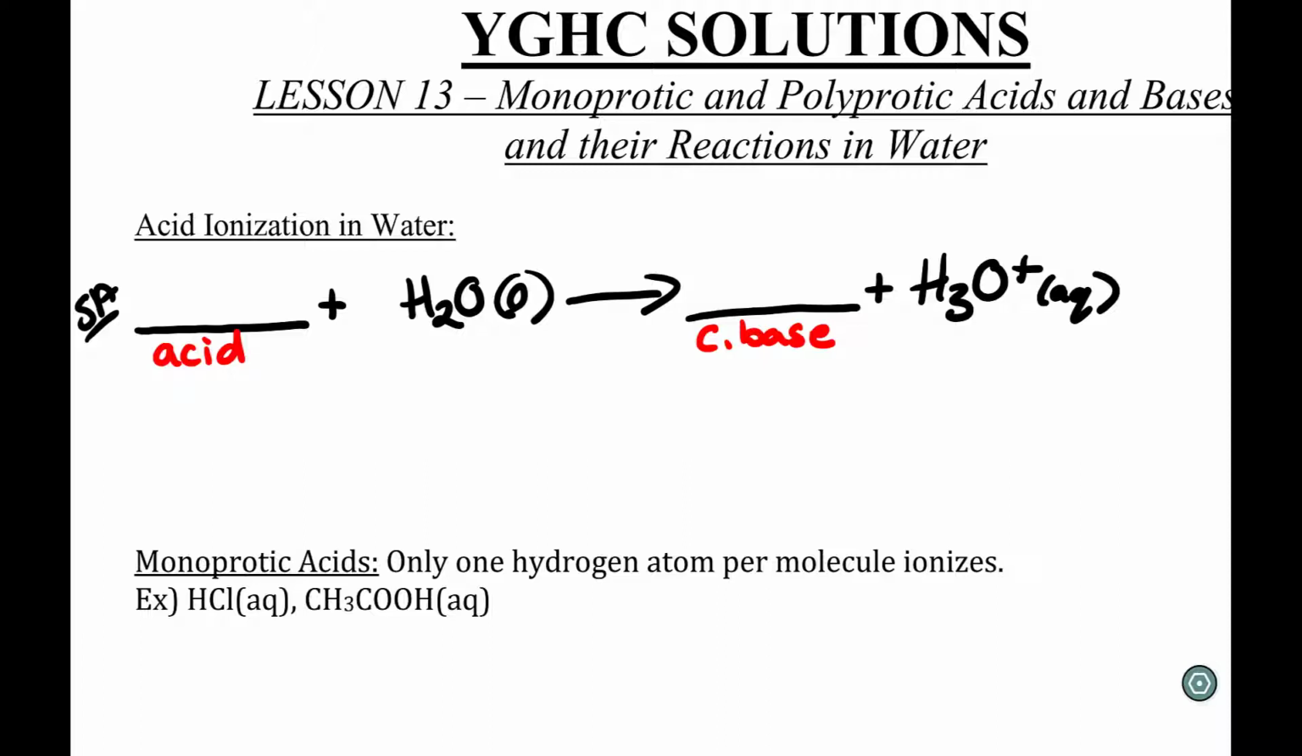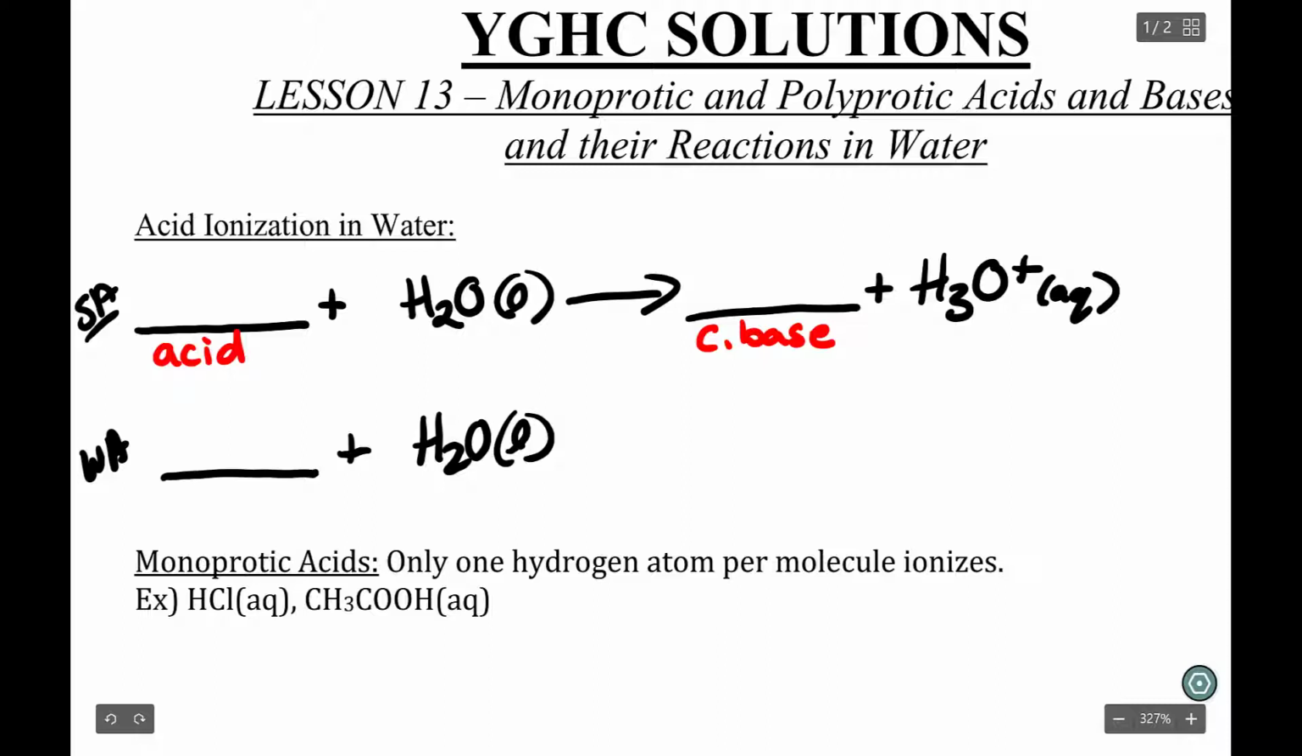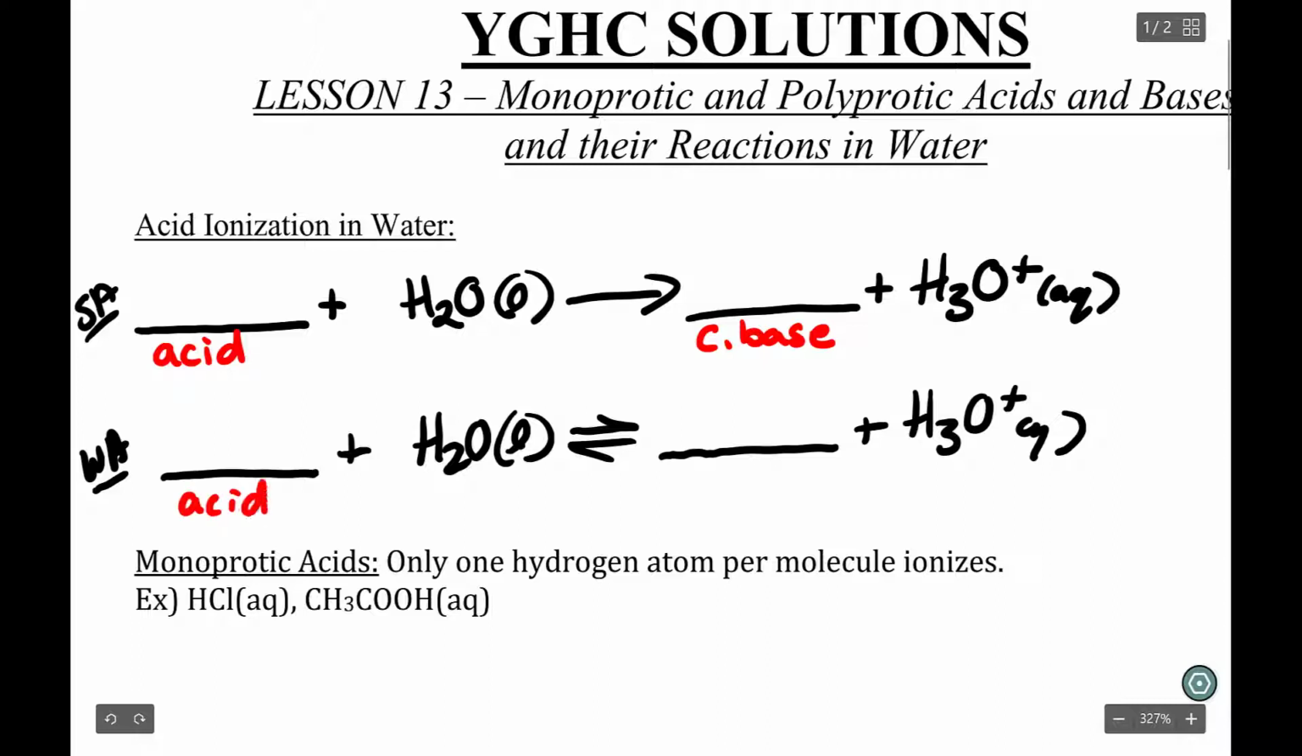If I had a weak acid, it's the same thing. You would have your acid, it would react with water, but not to completion. And so what I would do is I'd use an equilibrium arrow, and it would turn into its conjugate base plus H3O+ aqueous. So again, this would be my acid, and this would be my conjugate base, which essentially is just one less hydrogen ion.